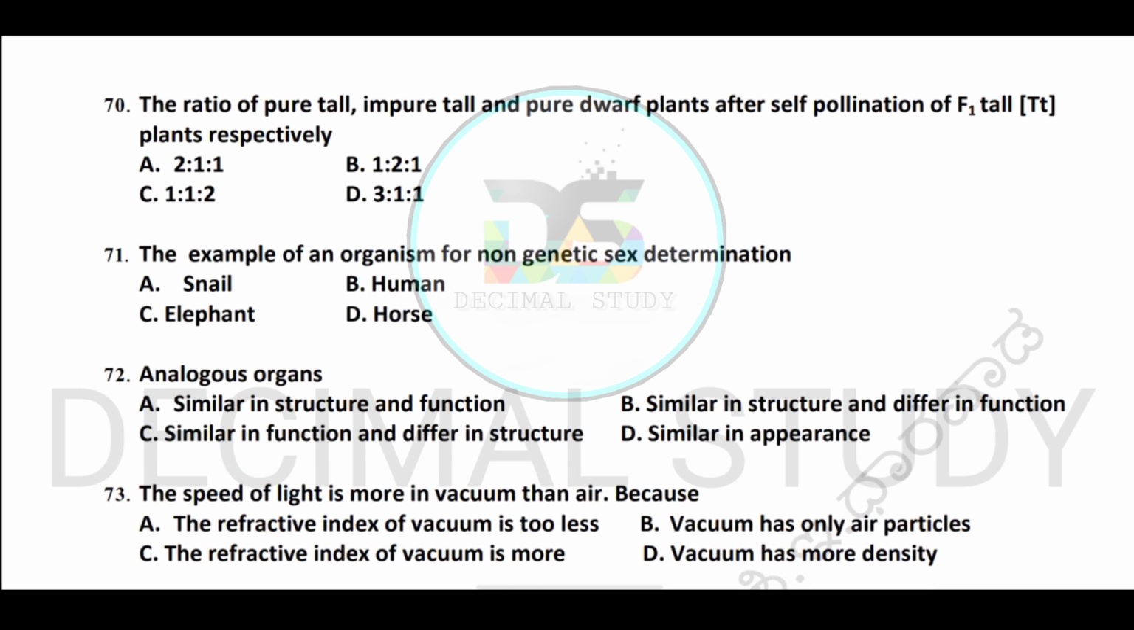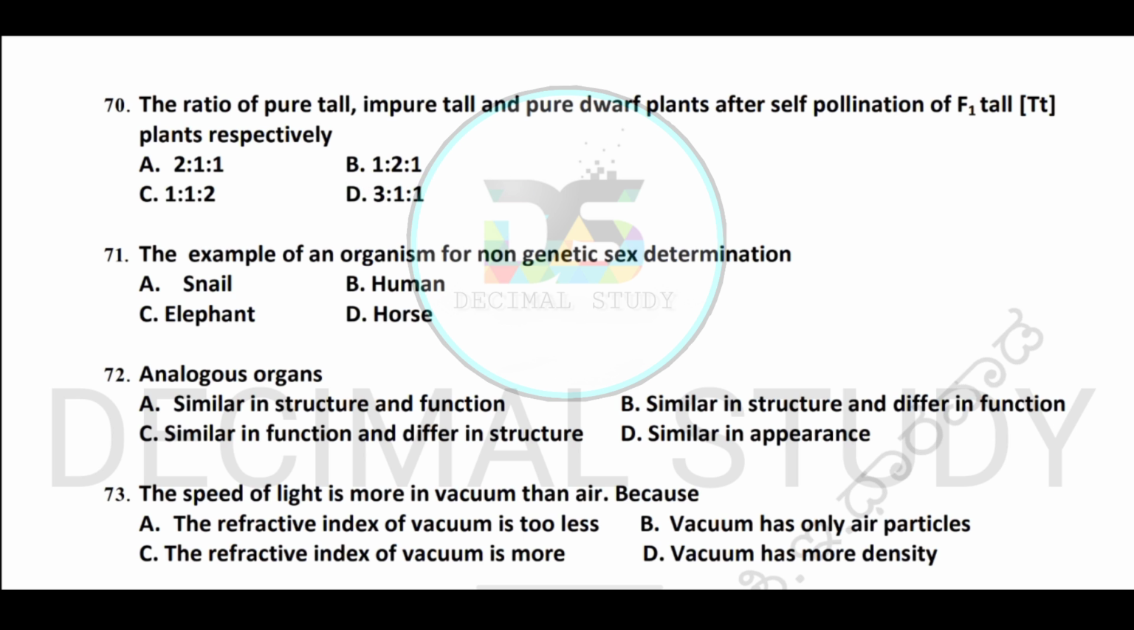Question number 70. The ratio of pure tall, impure tall and pure dwarf plants after self-pollination of F1 tall, TT plants respectively. Options 2:1:1, 1:2:1, 1:1:2, 3:1:1. The right answer is option B, 1:2:1.